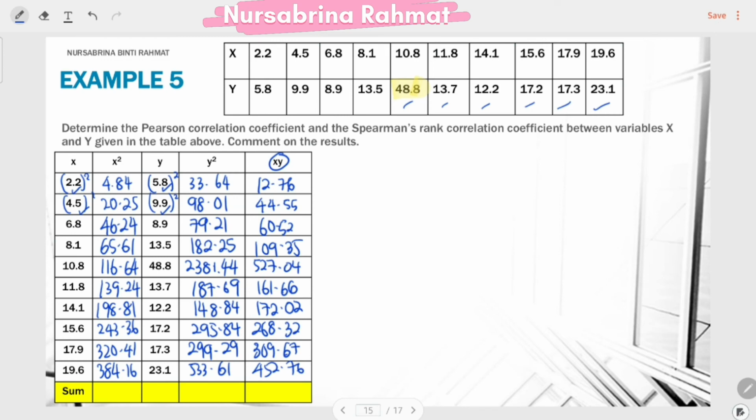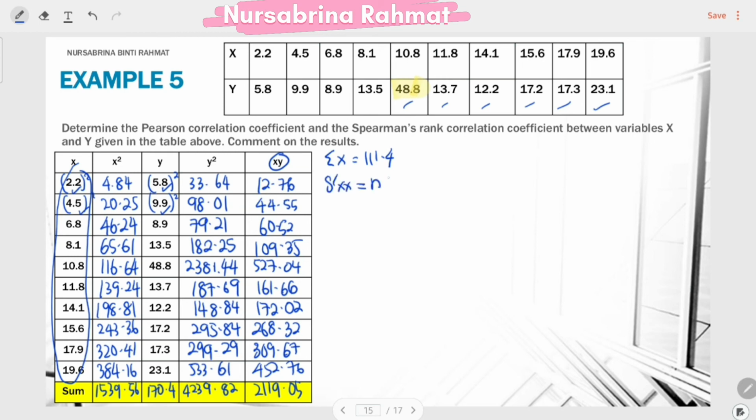Okay, so after we complete the table, now we need to find the sums. Sum of x equals, we add up all these values, 111.4. Your sum of x square is 1539.56. For your y, it is 170.4. For your y square, it is 4239.82. And for your xy it is equivalent to 2119.05. Okay, so next we're going to calculate S prime xx.